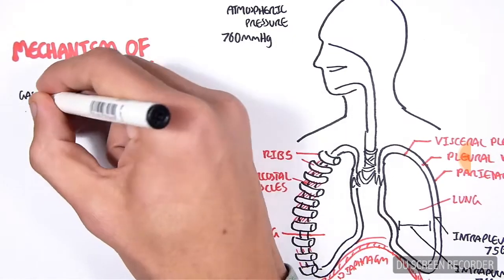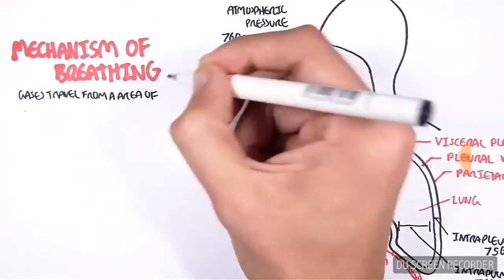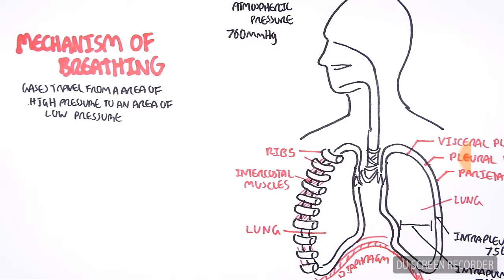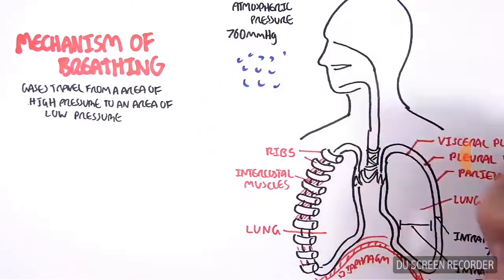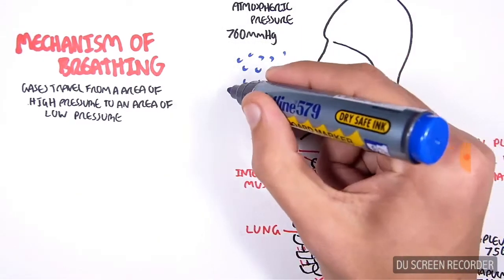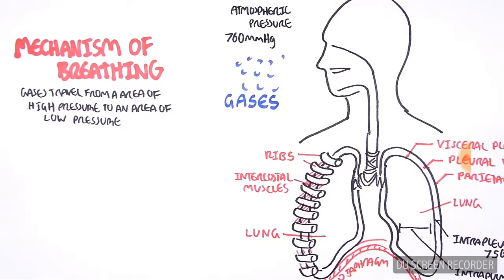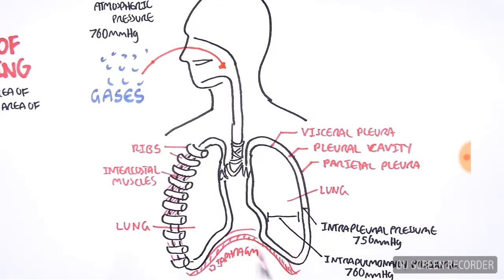And remember the rule that gases, air, travel from an area of higher pressure to an area of lower pressure. So the air, the gas here, for example, outside, will only travel into the lungs when the intrapulmonary pressure drops. So how does the intrapulmonary pressure in our lungs drop?